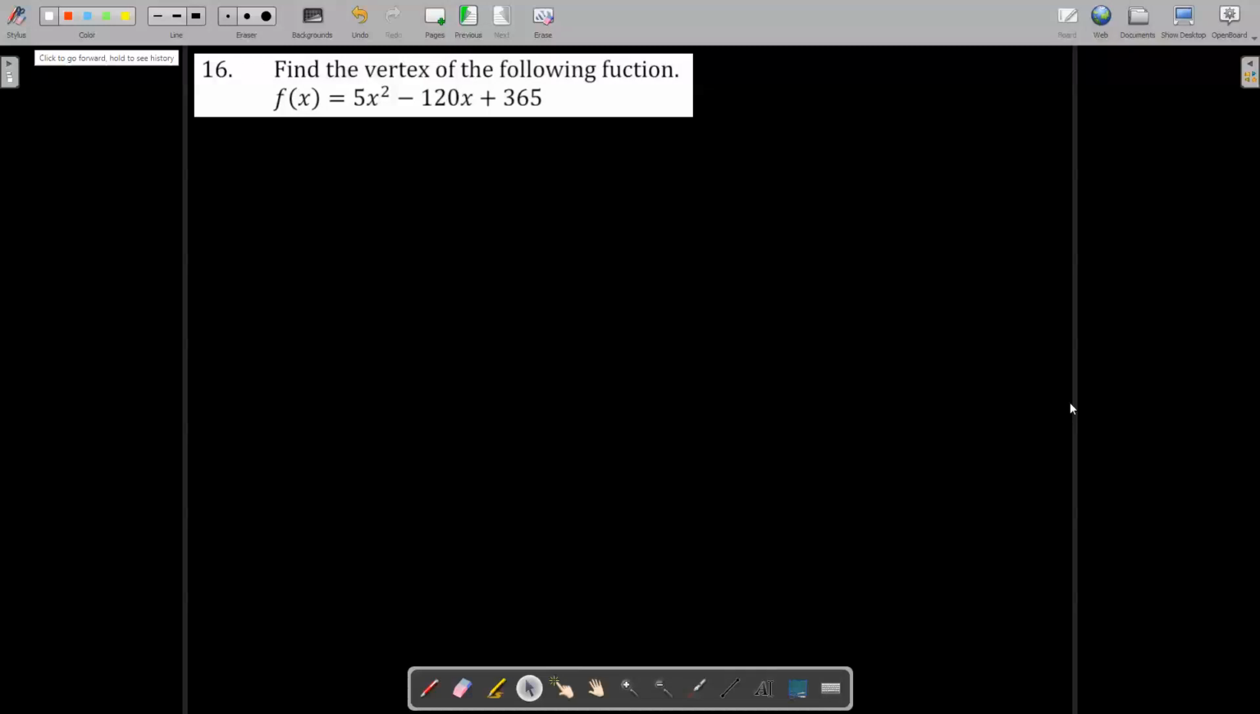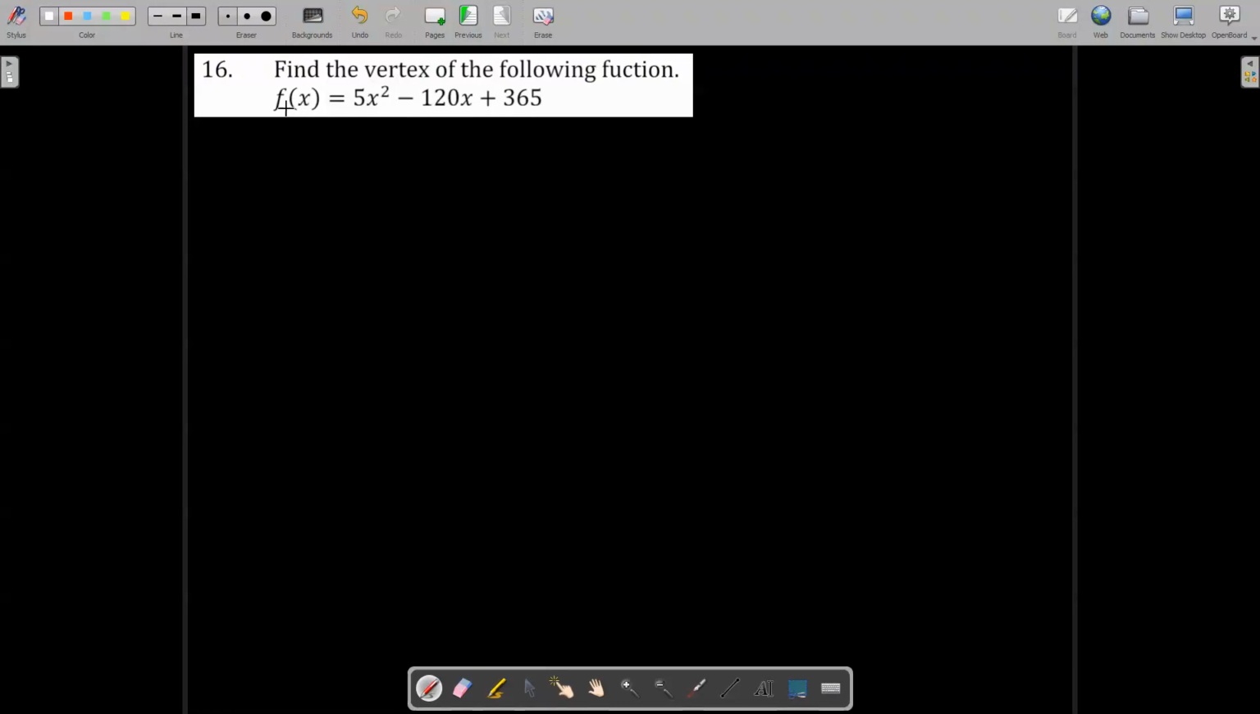Number 16, find the vertex of the following function. F of x equals 5x squared minus 120x plus 365. This is a quadratic equation in standard form. In order to find the vertex, we need to put this into vertex form, which, if you'll recall, involves completing the square.